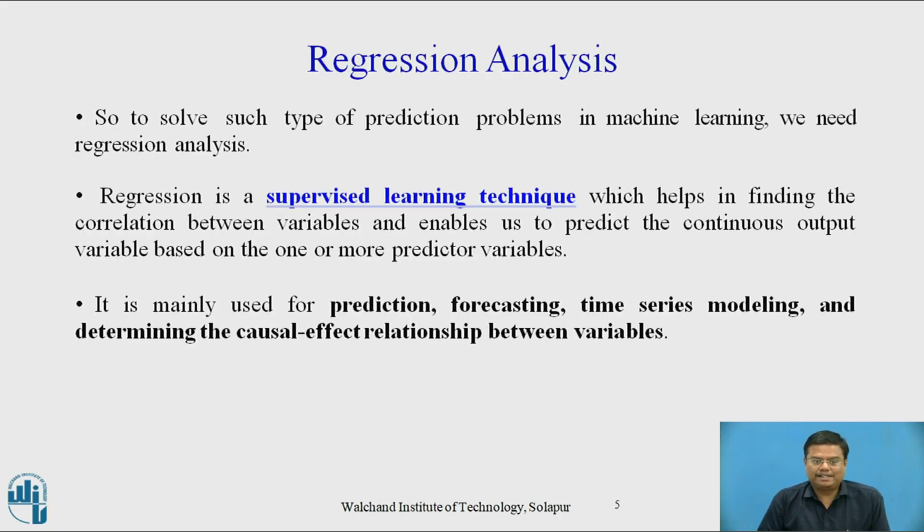So regression analysis is used to solve such types of prediction problems in machine learning. We need regression analysis. Regression is a part of the supervised learning technique in machine learning which helps us to find the correlations between the variables and enables us to predict the continuous output variable based on one or more values. That is, we take one or more independent variables, and from those independent variables we get the values for the dependent variable, or we can say target. It is mainly used for prediction, forecasting, time series modeling, and determining the causal effect relationship between the variables.